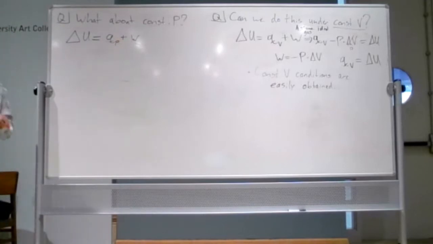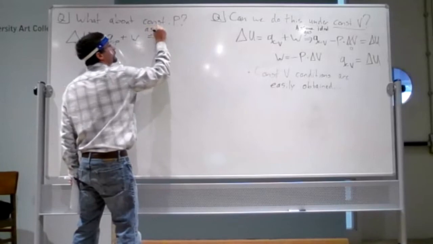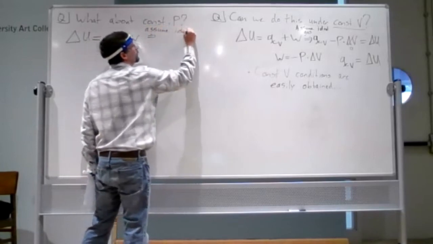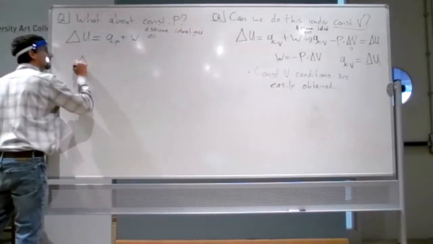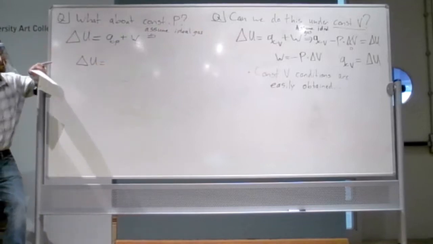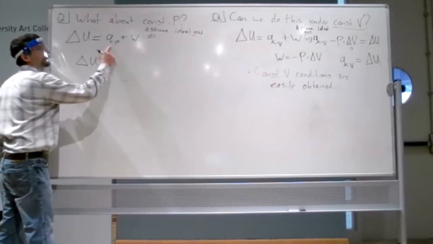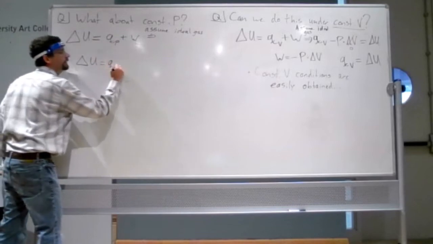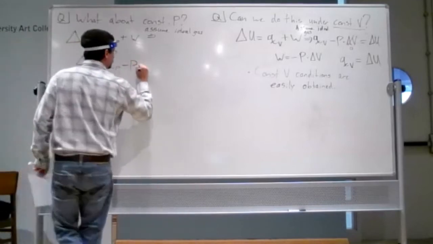Next, we're going to assume we have an ideal gas, so we're only doing pressure volume work. How does this equation change? Delta U is equal to what? Does anything happen to this guy? Nope, stays as Q sub P. What happens to that work? What happened last time? Right.